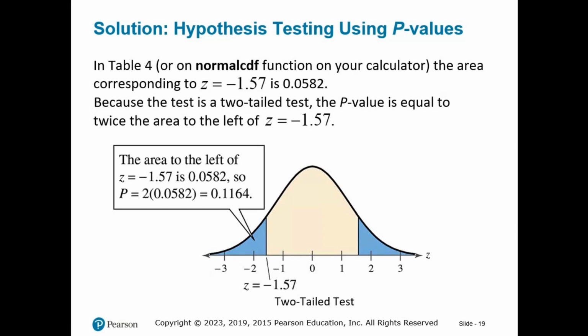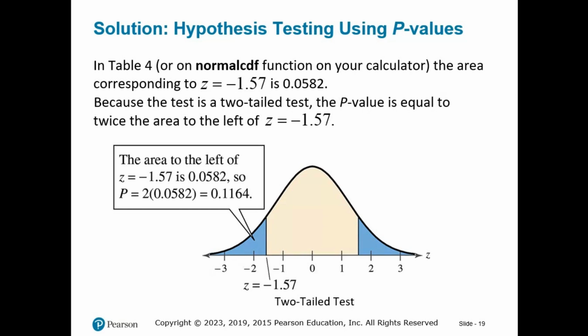So then we either use the table or normal CDF function to find the area to the left or right. Now remember, because this is a two-tailed test, you still need to multiply your result by 2 to get the full area, because each side is only half of p. So our p-value is 0.1164, and that is after I have multiplied by 2.